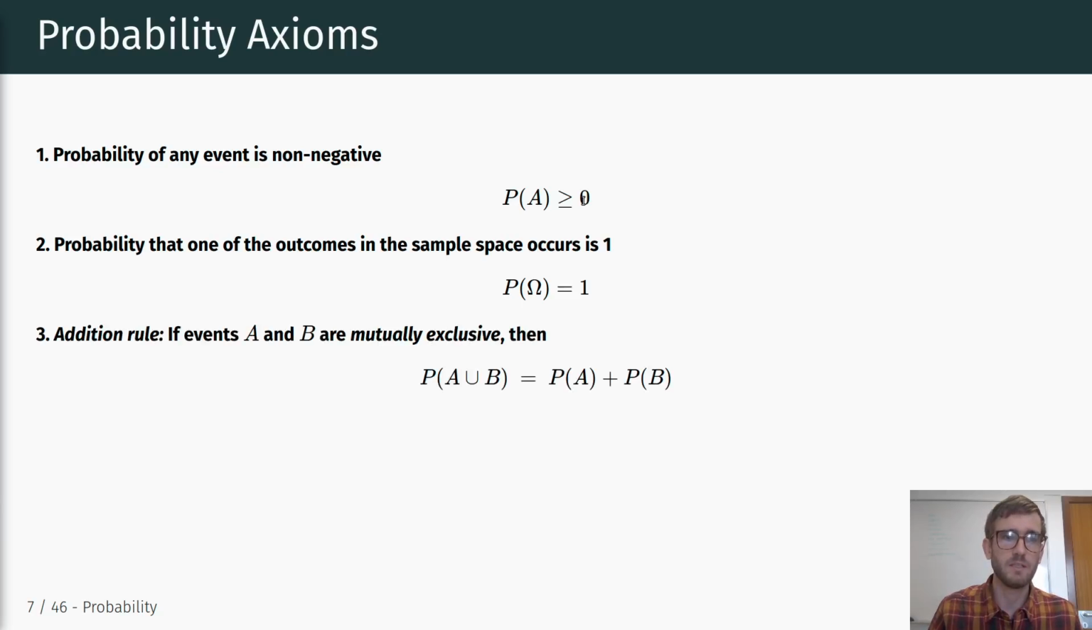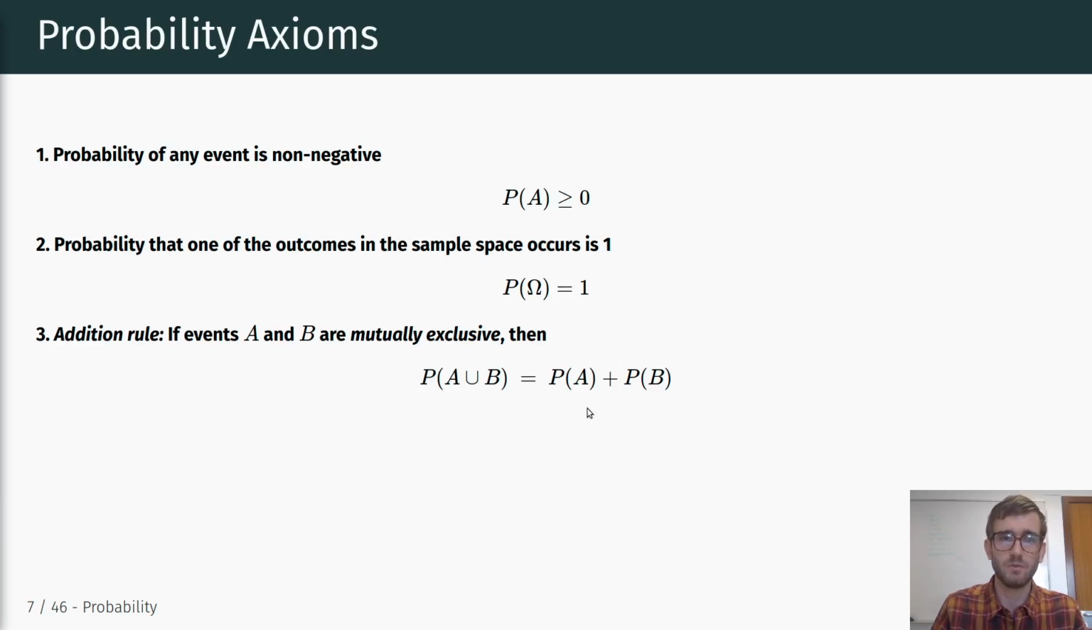And the third axiom is the addition rule. If events A and B are mutually exclusive, then the probability of A, and this is now using set operations, the probability of A or B happening, so the probability of A union B is equal to the probability of A plus the probability of B.